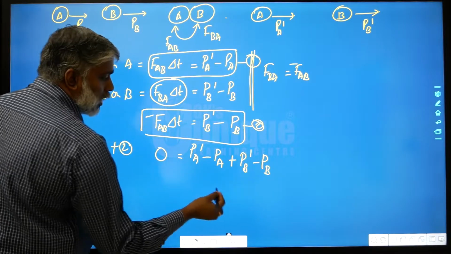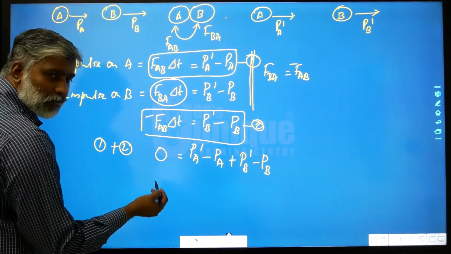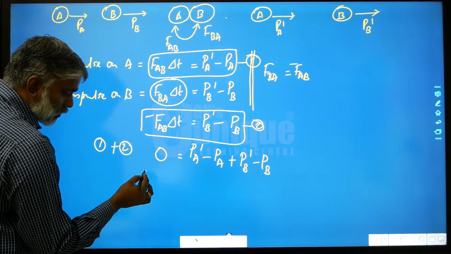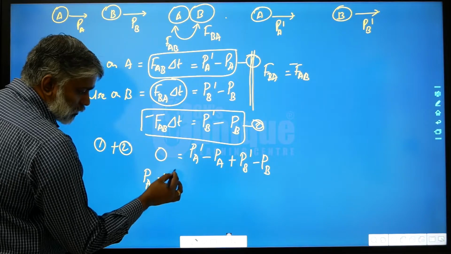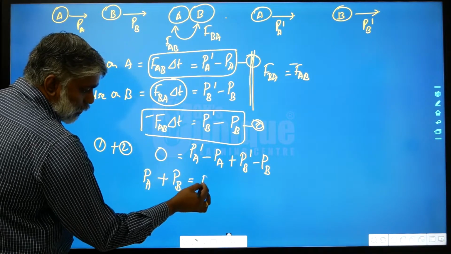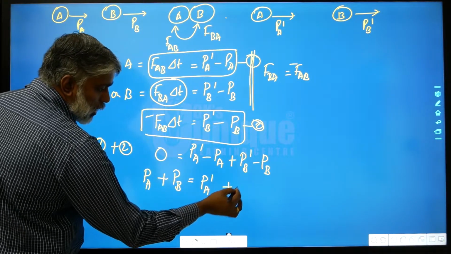ഇനി എന്താണ്? See, these negative terms are taken to the left side. So, minus PA comes to the left. It becomes plus PA. Minus PB comes here. It becomes plus PB. Equal to right side PA dash plus PB dash.